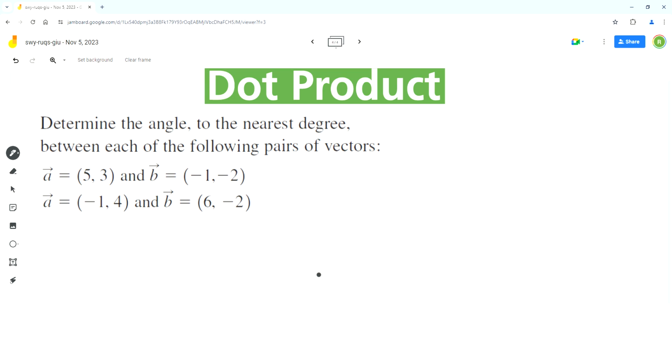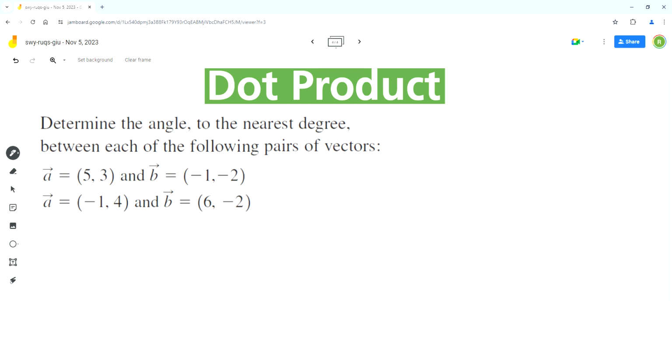So in this video, we'll solve this problem using the concepts of dot product. As per the problem, determine the angle to the nearest degree between each of the following pairs of vectors. So let's start with the first pair.